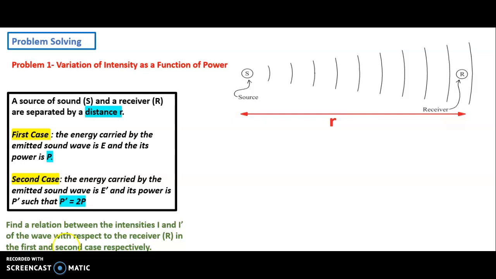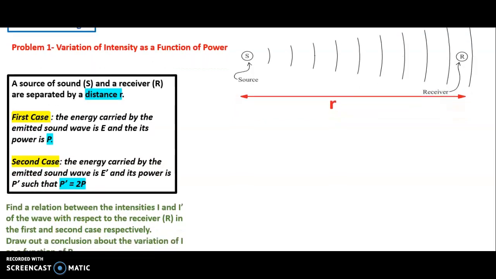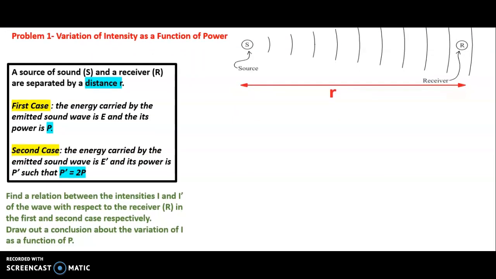So the question here is to find a relation between the intensities I and I prime of the wave with respect to the receiver R in the first and second case respectively, and then draw a conclusion about the variation of I as a function of P. So what do we have here?